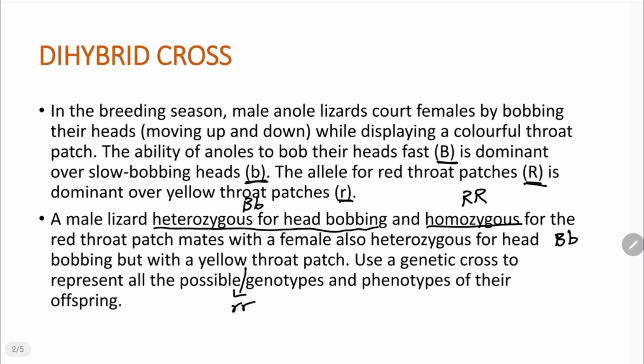So if we try to combine everything together now, this male lizard is heterozygous for head bobbing, so it is capital letter B, small letter b, and it is homozygous for the red throat patch, which means that the genotype for the male lizard has to be capital letter B, small letter b. This is the heterozygous for head bobbing part, and this is the homozygous for the red throat patch part, right? So it is capital letter B, small letter b, capital letter R, capital letter R. They must be written at the same time.